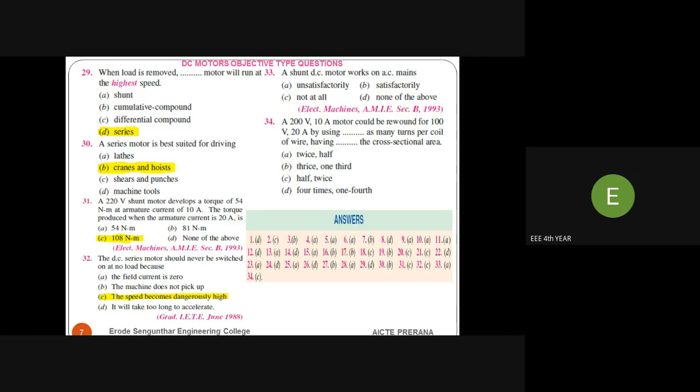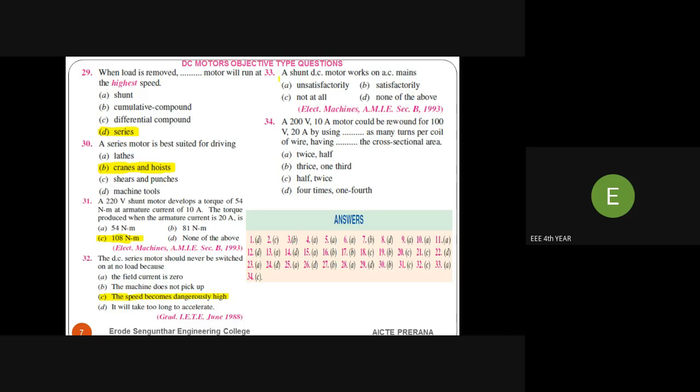This is the correct answer. Already we know that N is directly proportional to 1 by flux phi. Initially there is no field current, so the flux value is also very low. It will run at a dangerously high speed. We can avoid the dangerous speed if it is never switched on at no load conditions. This is only one of the reasons: the speed becomes dangerously high.